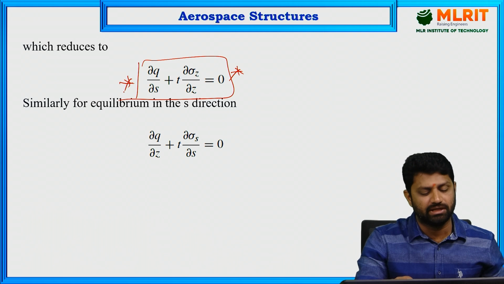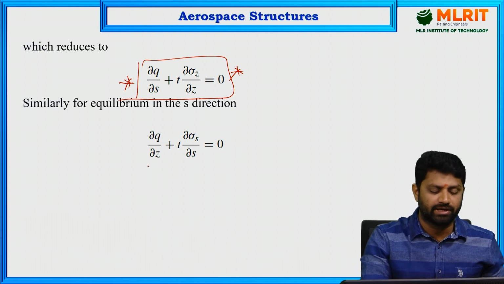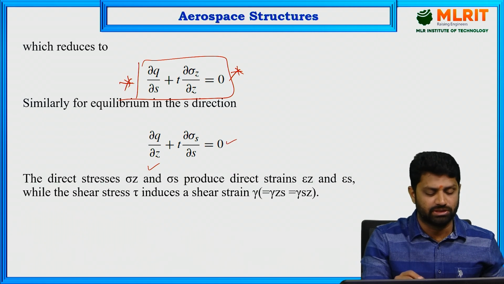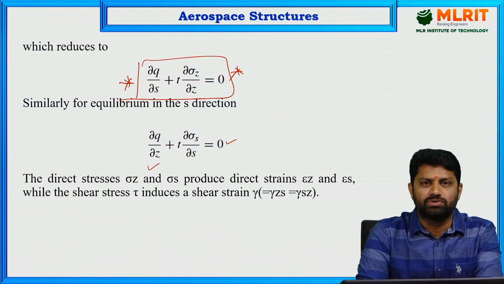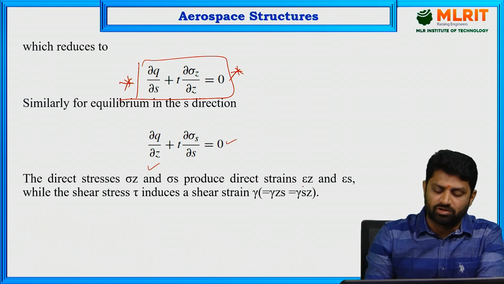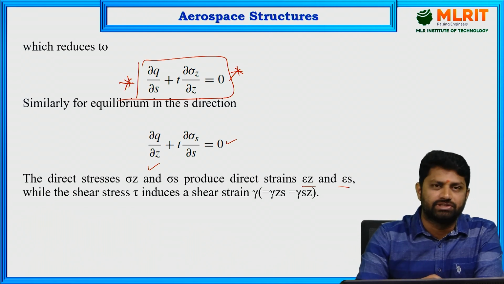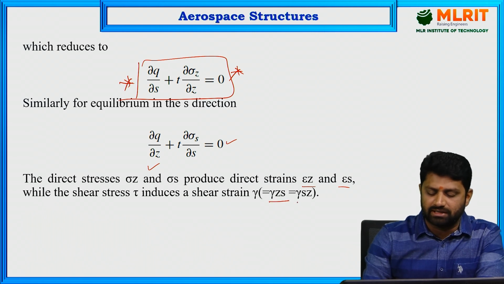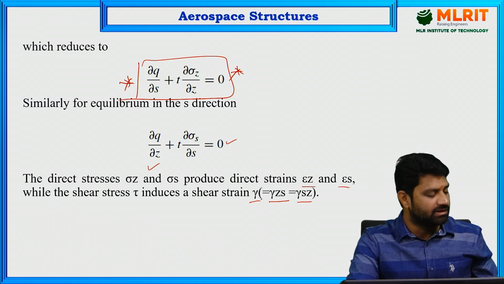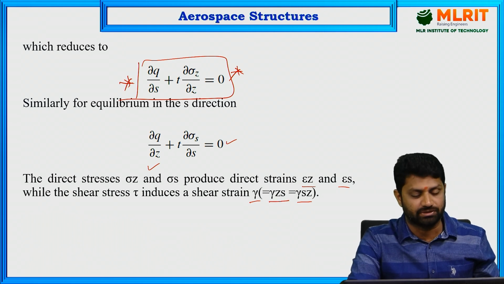Okay, similarly, if you consider the equilibrium in s direction, you are going to get ∂q by ∂z plus t into ∂sigma s by ∂s equal to 0. So the direct stresses sigma z and sigma s produce direct strains, that is epsilon z and epsilon s, while the shear stresses tau induce shear strains, that is gamma zs and gamma sz, or you can just call it gamma if you consider them equal in magnitude and opposite in direction.